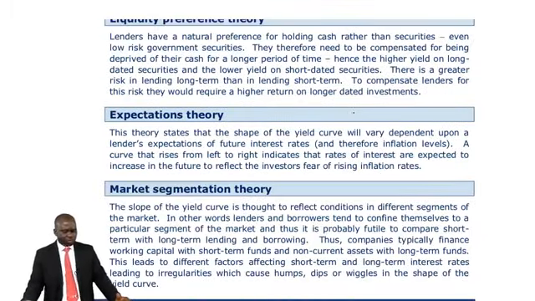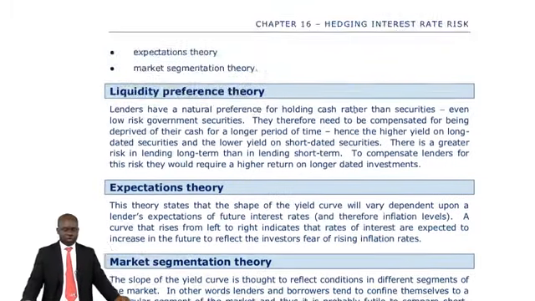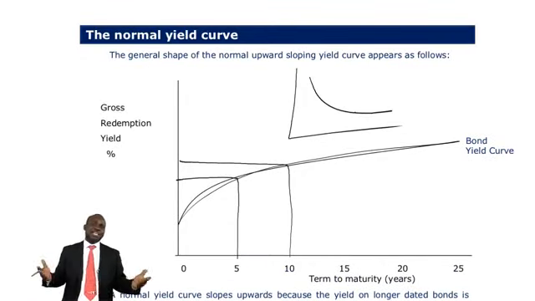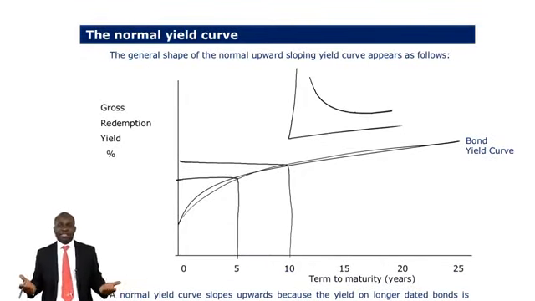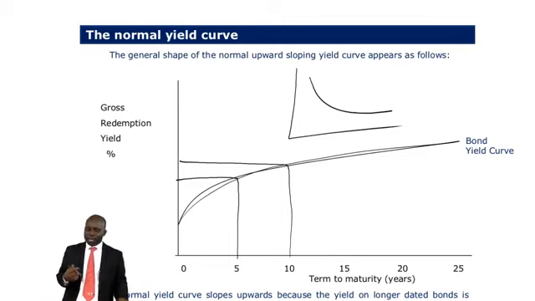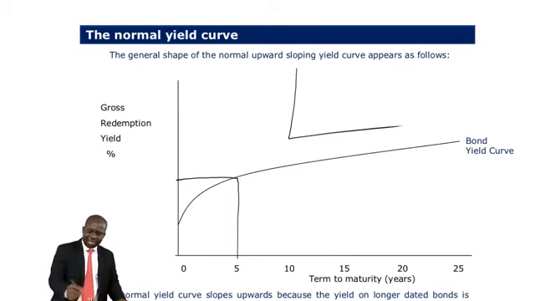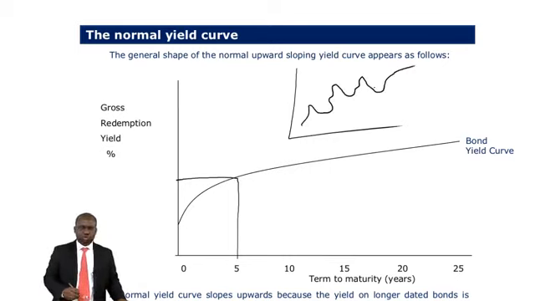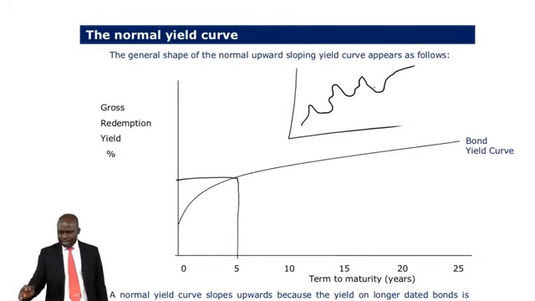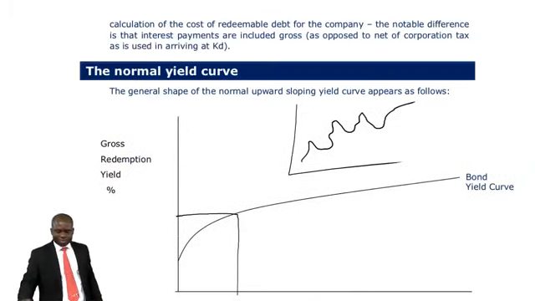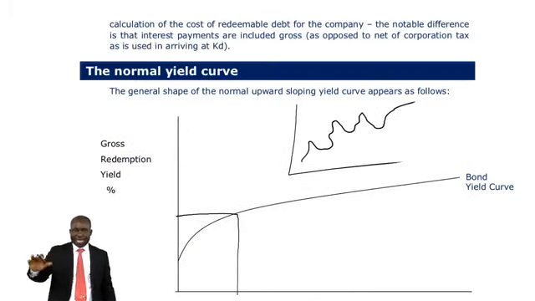And the last one is the market segment theory. Technically, if you have seen a yield curve from any financial papers, you will appreciate that it doesn't go smoothly like this. It goes something like that. Okay, it's not smooth like that. Normally, this market segment theory is what explains the bumps in there.